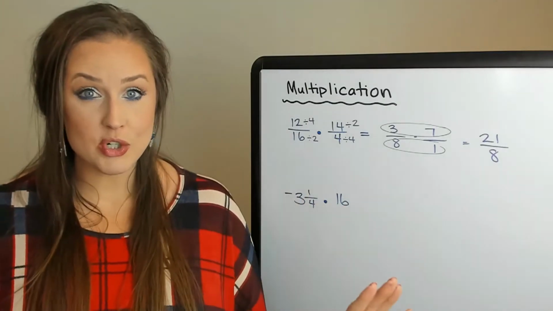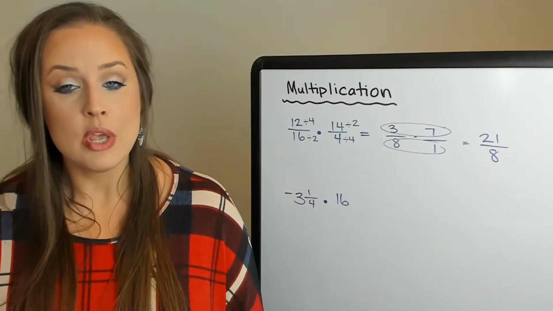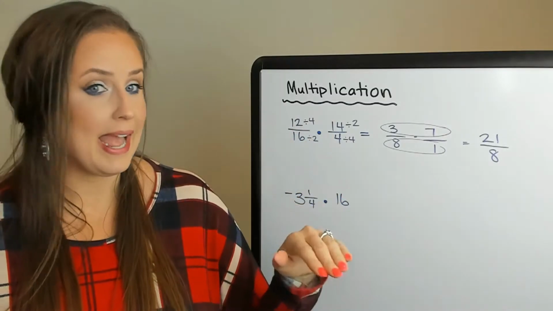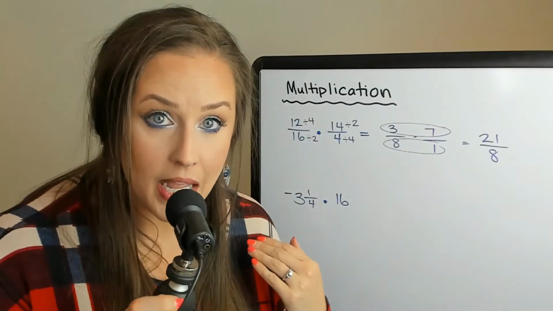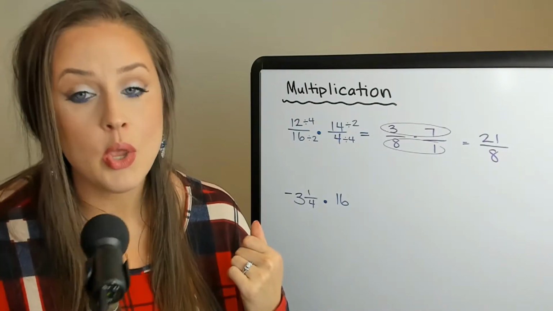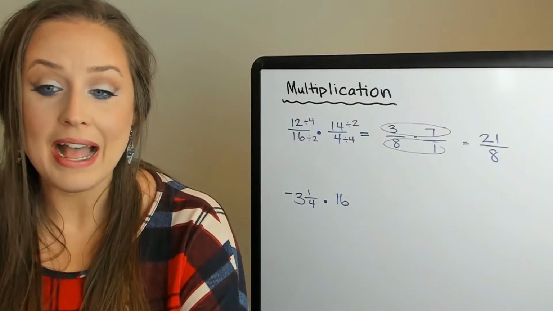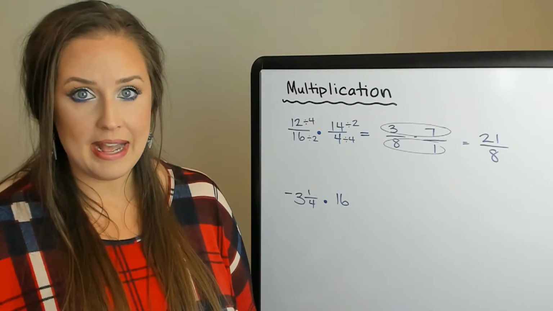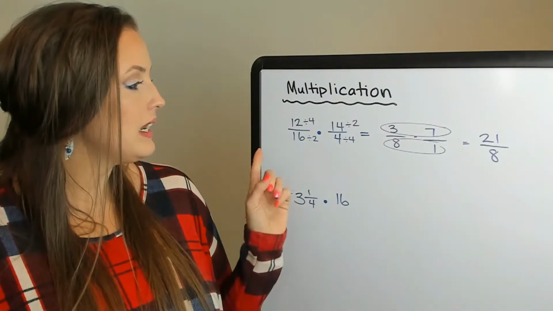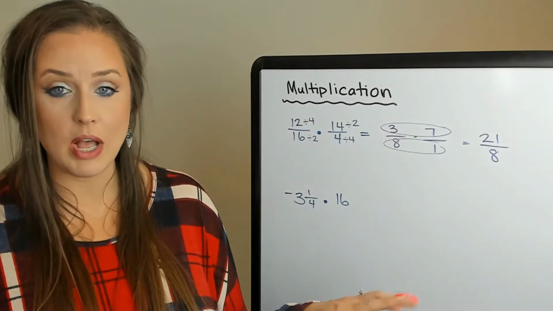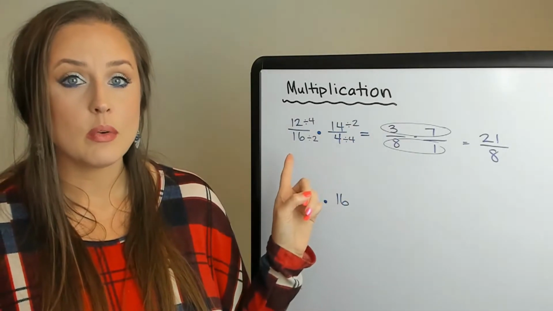Now you have to make sure you know when you're allowed to reduce. So you can reduce vertically and you can reduce diagonally, but you cannot reduce horizontally when you're multiplying or when you're adding and subtracting. So only vertically, and vertically is okay when you're adding or subtracting as well, and diagonally when you're multiplying.